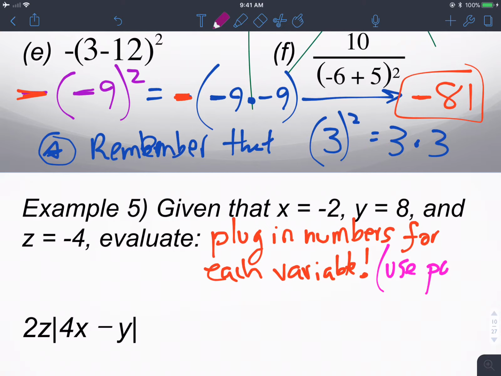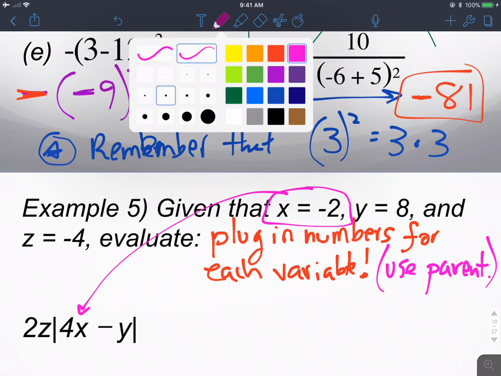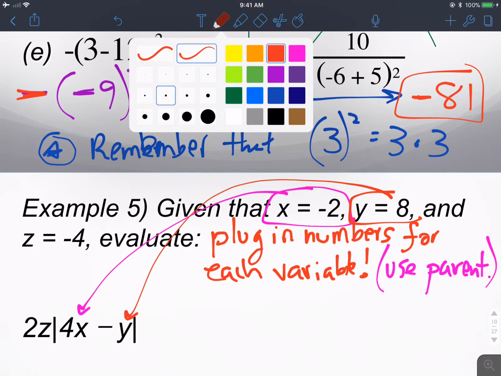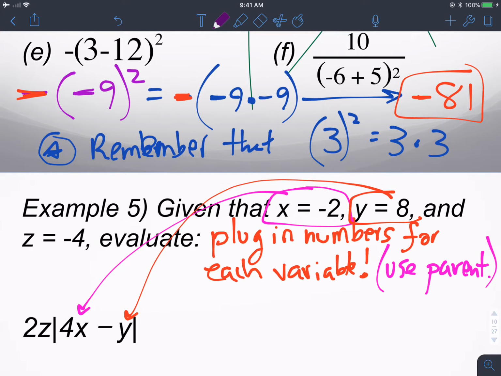Use parentheses. Pink, red, and purple. Hey, you guys are all in the Valentine's Day mood, I know it. So plug in numbers. All right.